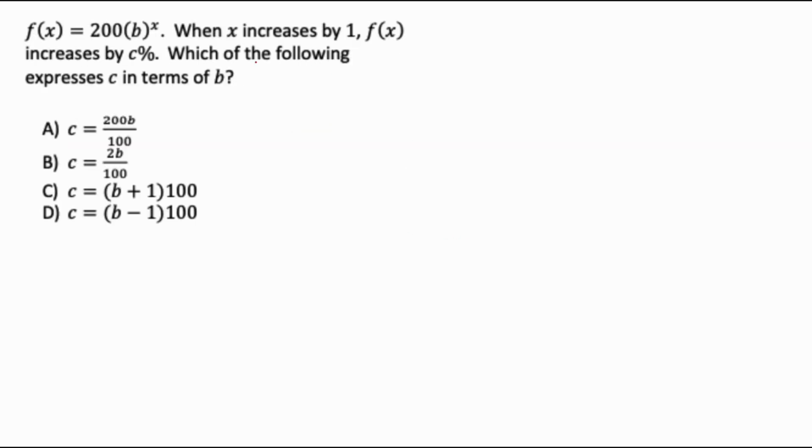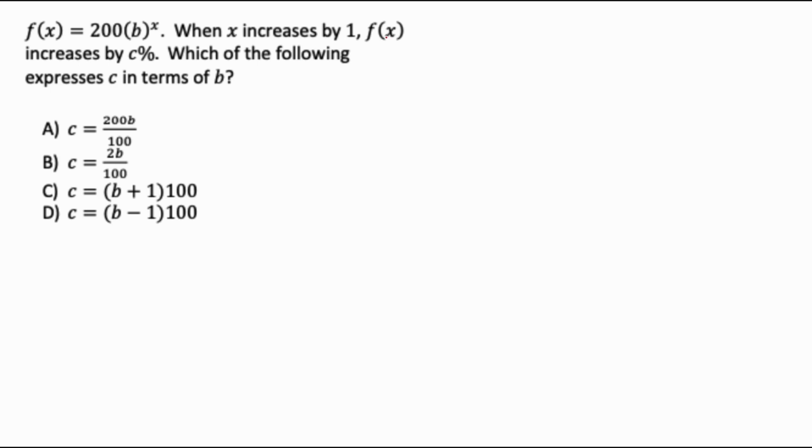Okay, so for this last problem, it says f of x equals 200 times b to the power of x. When x increases by 1, f of x increases by c%. Which of the following expresses c in terms of b? So once again, pause this video if you want to try to solve this on your own, and then unpause when you're ready to see the solution.